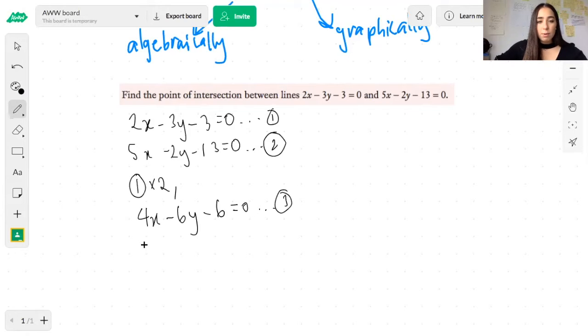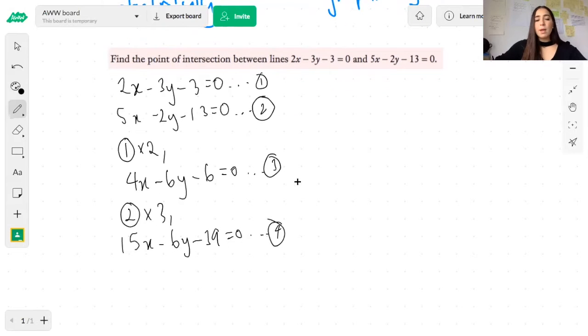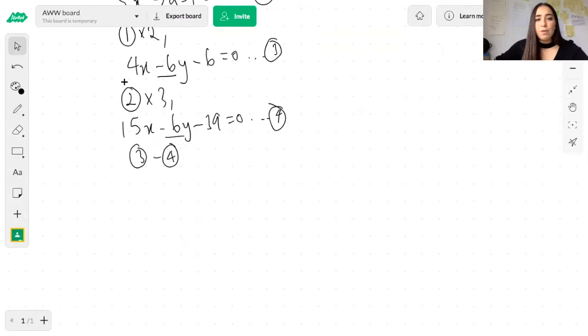And then I need to multiply equation 2 by a factor of 3. That gives me 15x minus 6y minus 39 equals 0. Now that my coefficients of y are the same, I can essentially eliminate them by subtracting these two equations. Because it's a minus 6 and a minus 6, in order for me to get 0, I need to subtract them. So I do equation 3 minus equation 4. So 4x minus 15x is minus 11x. Minus 6y minus 6y is 0. Minus 6 minus 39 is positive 33. And obviously 0 minus 0 is 0.